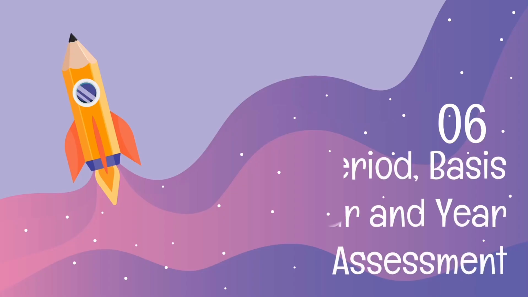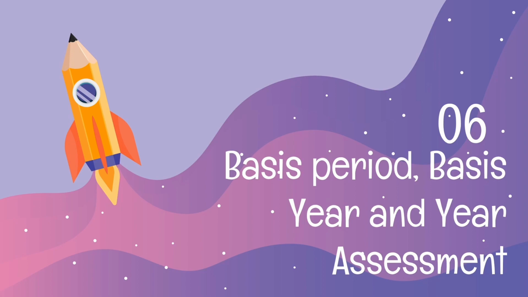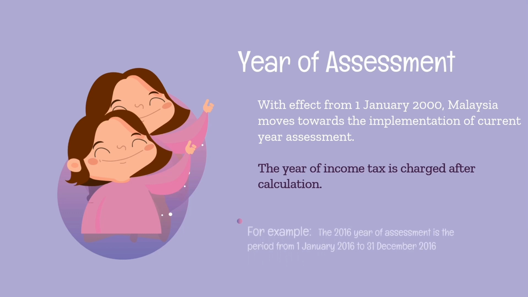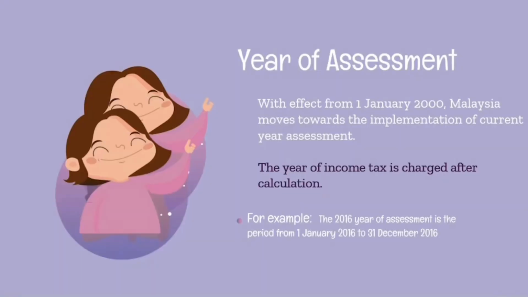Next is basis period, basis year, and year of assessment. Firstly, I'm going to explain about the year of assessment. With effect from 1st January 2000, Malaysia moved toward the implementation of current year assessment. The year of income tax is charged after calculation. For example, the 2016 year of assessment is the period from 1st January 2016 to 31st December 2016.